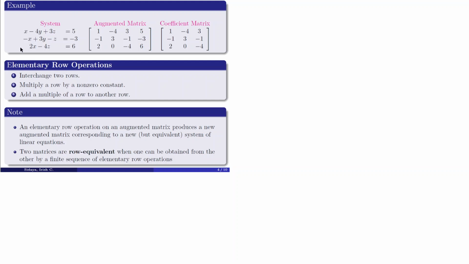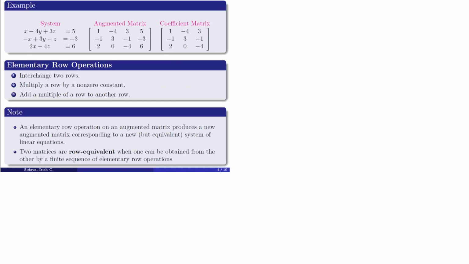We write the coefficients of this system in the first 3 columns. So we have 1, -1, 2. We have -4, 3, 0, and then 3, -1, -4, and then we write the constant terms in the last column. On the other hand, its coefficient matrix is obtained by writing only the coefficients of the system.